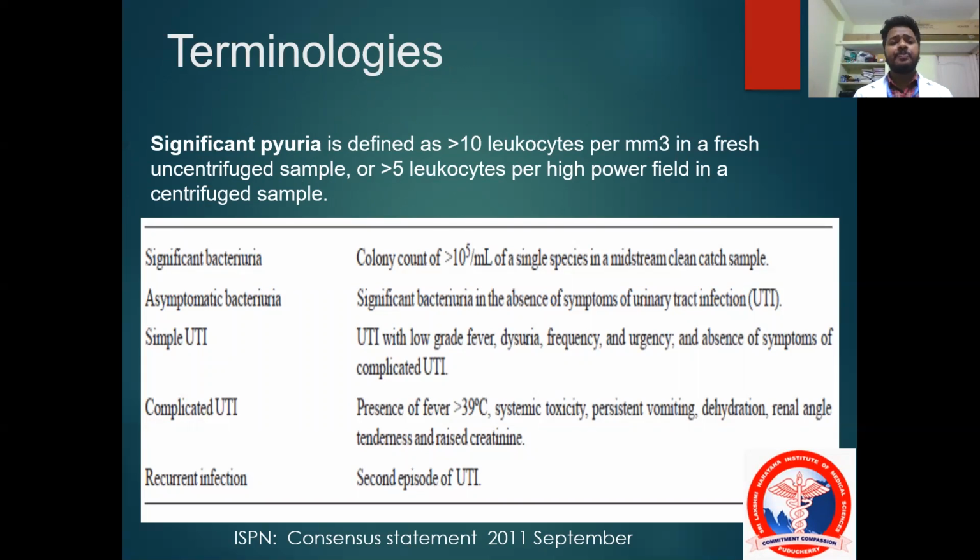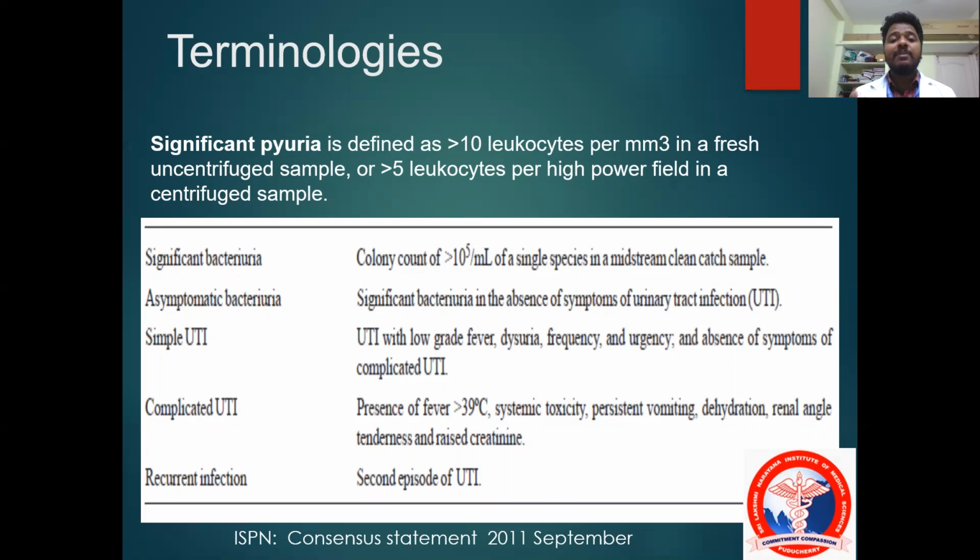Some of the terminologies are significant bacteriuria. Here, this significant bacteriuria we are defining in a midstream clean catch sample. Please note that it is a midstream clean catch sample, because for other methods of sample collection, we will be discussing how much colony count is significant in the further slides. But this significant bacteriuria is for a midstream clean catch sample. Colony forming units should be more than 10⁵ per ml.